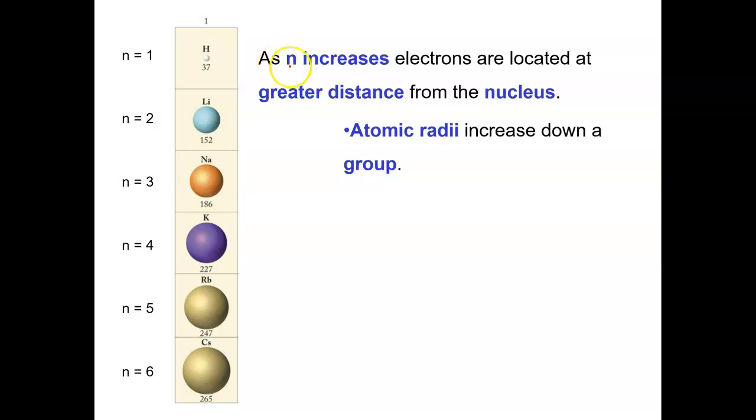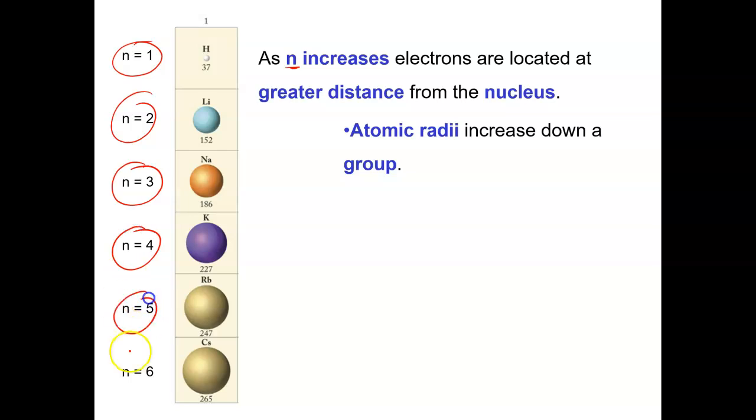As we go down a group in the periodic table, the value of the principal quantum number increases. That is, in period 1 of the periodic table, we're putting electrons into the first shell. In period 2 of the periodic table, we add a second shell of electrons. In period 3, we add another shell of electrons. So it's not surprising that as we go down a group, atomic radii increases.